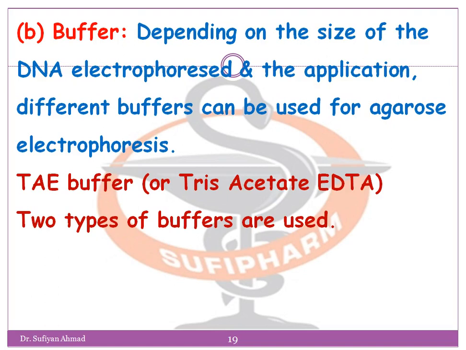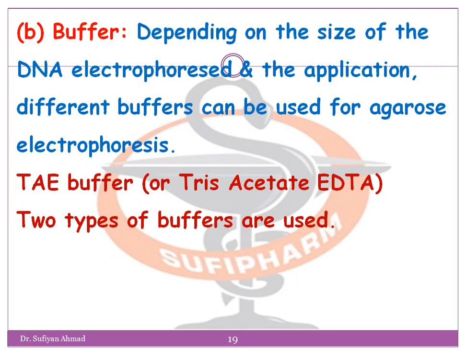And what is the TAE? It has the lowest buffering capacity of the buffers. However, the TAE offers the best resolution for the higher DNA, and TAE also requires low voltage and more time.